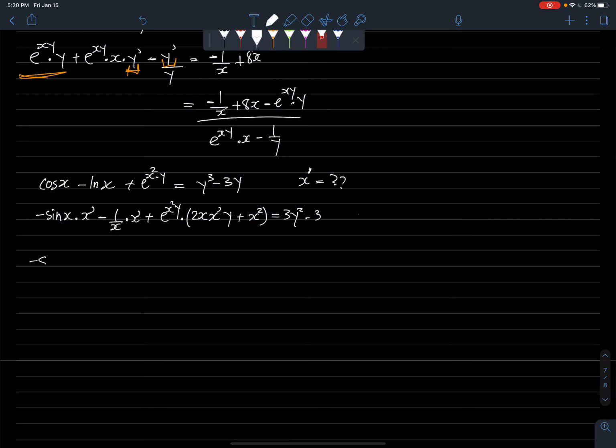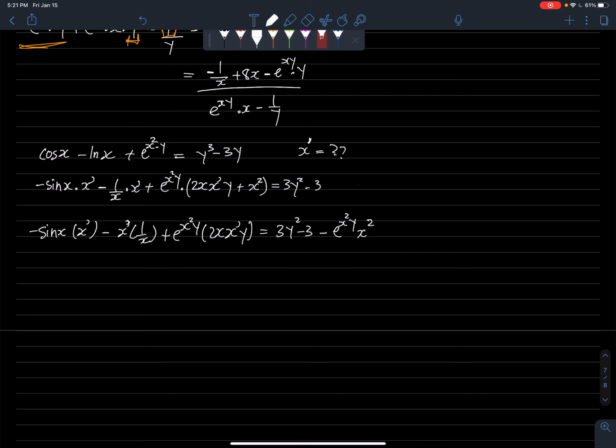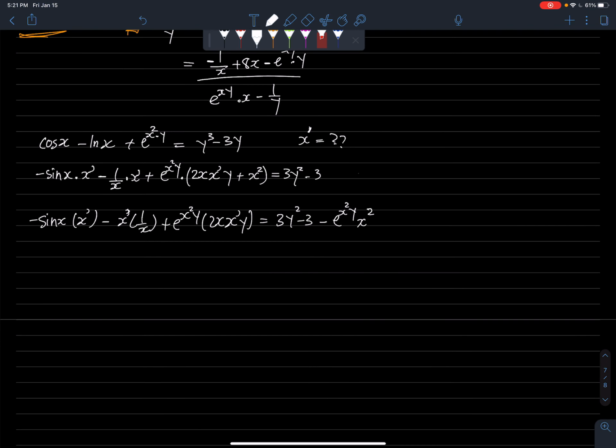So we have negative sine x times x prime minus x prime times 1 over x plus e to the x squared y times 2x x prime y is equal to 3y squared minus 3 minus e to the x squared y times x squared. I just multiplied this in and moved it over. Now we just factor out x prime.